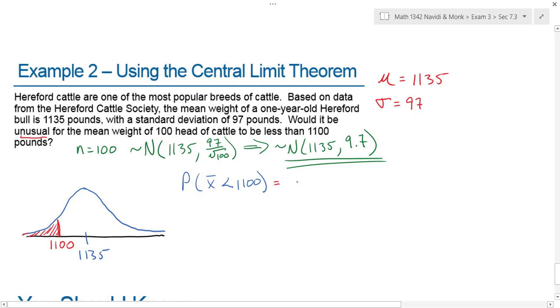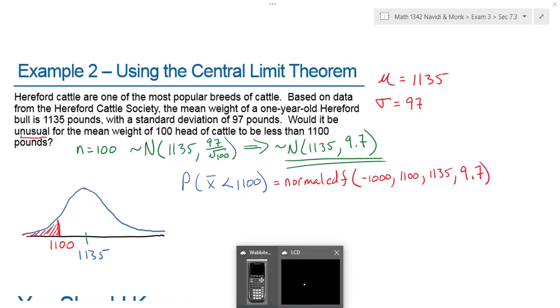To find this probability, I use what on my calculator? What function do I use on my calculator to find a probability of a normal distribution? Normal CDF. What will I use for my left bound now? No, left bound, leftmost part of this shaded region. It's going off to negative infinity. Negative 1,000 will work. That takes care of my negative infinity. The right bound then will be the rightmost number. That's 1100. What do I use for my mean? And what do I use for my standard deviation? 9.7. And now we go to our calculators.